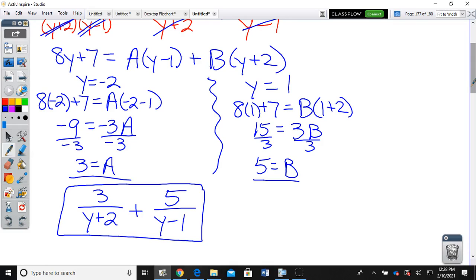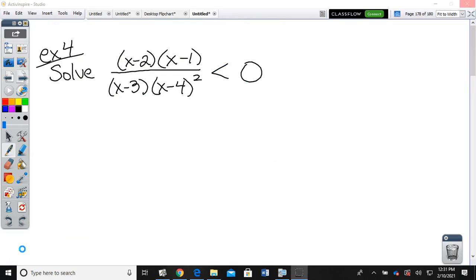All right, example 4, which like I said will be our third example because we skipped example 1. It says solve, and it's just another rational equation, but this time it's an inequality. Okay, so we want it to have 0 over here because that makes things a little easier.